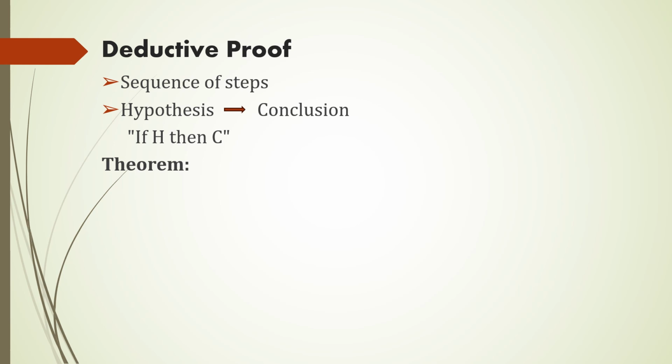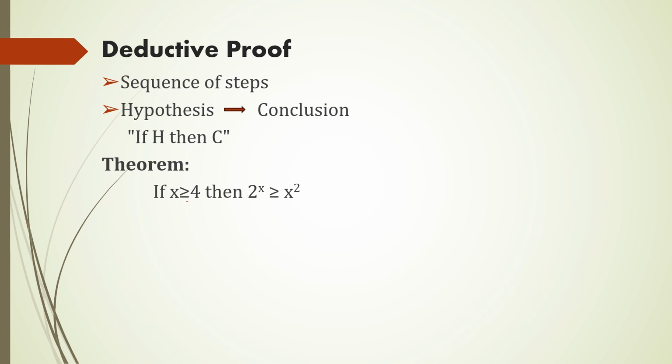So let us consider a theorem. If x is greater than or equal to 4, then 2 power x is greater than or equal to x square. So you can say that x is greater than or equal to 4 is the hypothesis. Now, if hypothesis, then what do we say? This part is called the conclusion.